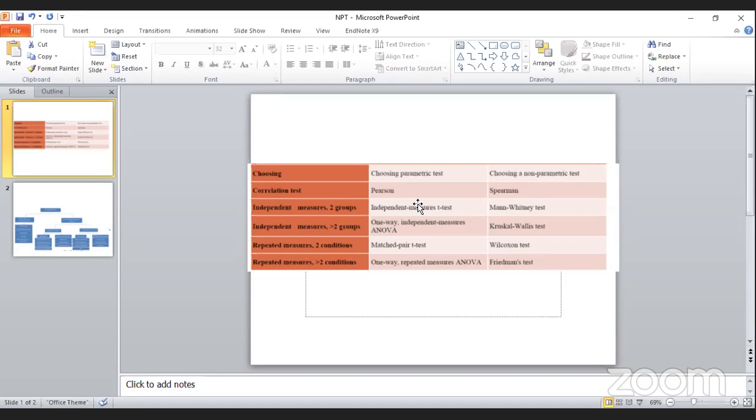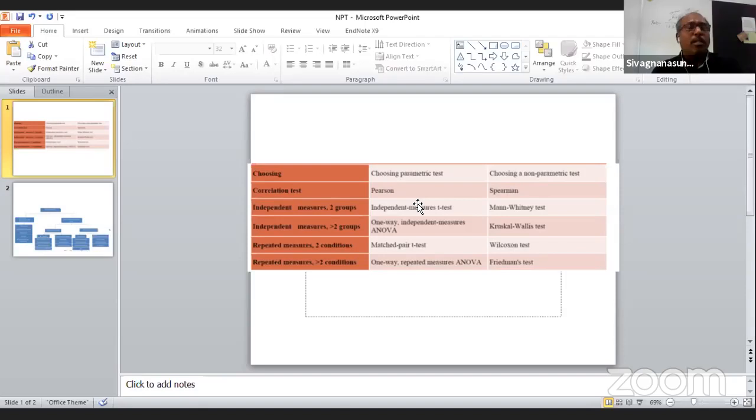Sir, a question from Priya Chaudhary: does the non-parametric test depend on sample size? It is not depending on the sample size. It is depending on the nature of the data. If your dependent variable is ordinal data or categorical data, you have to use non-parametric.